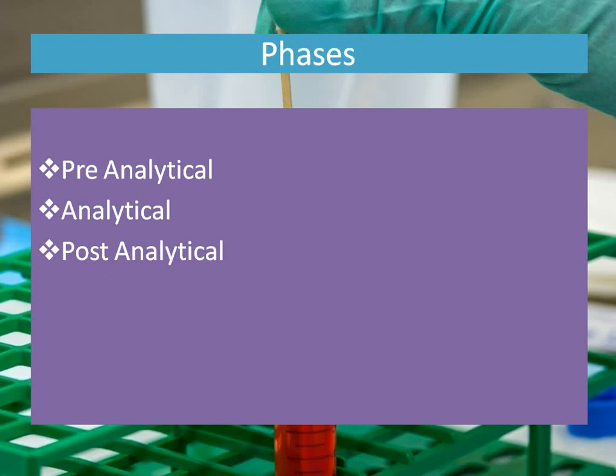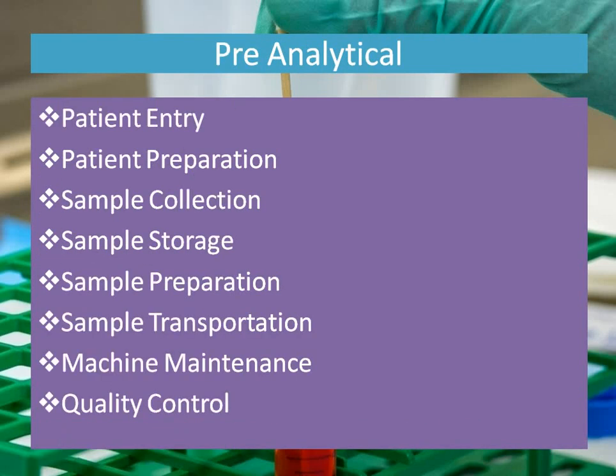There are some physical examinations he or she will prescribe, and some investigations, for example scan, X-ray, clinical laboratory test, and some others. Of these, we are going to see about the clinical laboratory in detail. There will be 3 phases of process in the clinical laboratory: 1. Pre-analytical process. 2. Analytical process. 3. Post-analytical process. Pre-analytical process will start with patient entry and end with quality control, as in this slide.